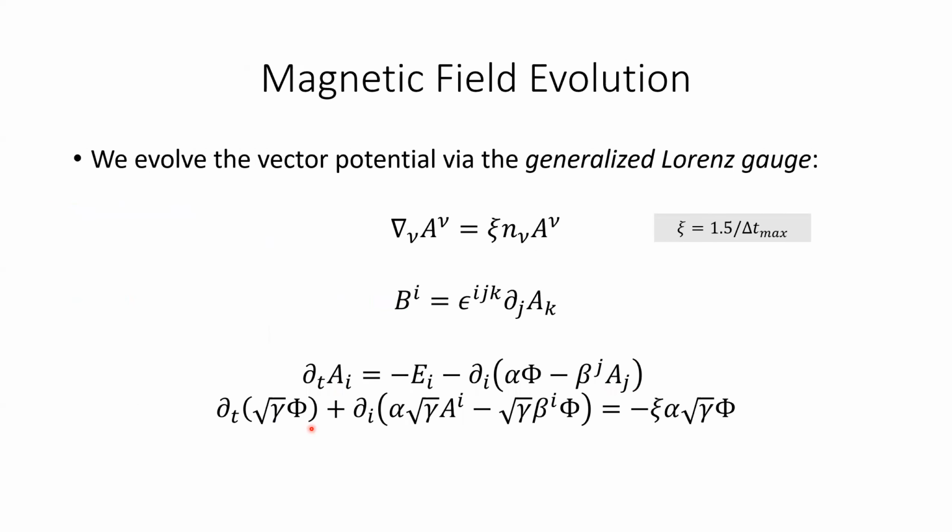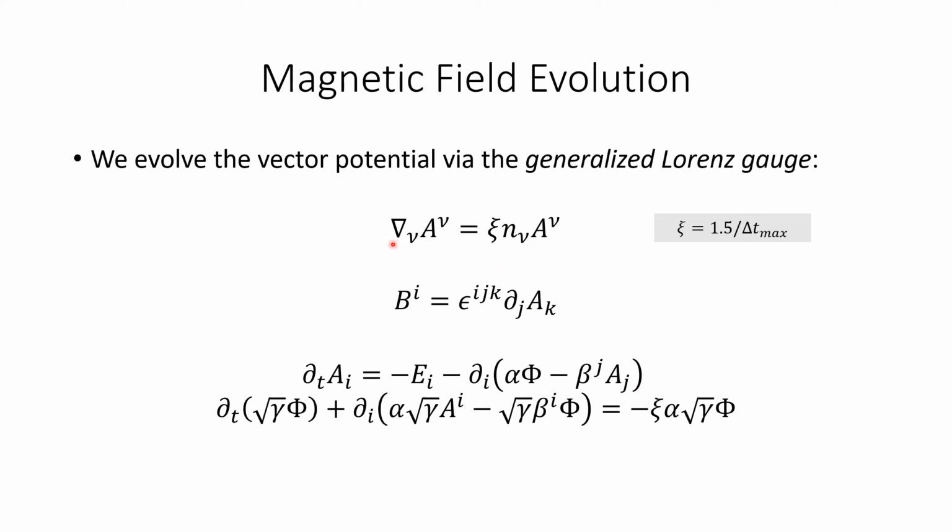So in this case, what you do, you evolve the vector potential in the generalized Lorenz gauge, which is given by this first equation. I remind you that the Lorenz gauge just says that the four-divergence of the vector potential is equal to 0. In the generalized Lorenz gauge, instead of setting the four-divergence of the vector potential equal to 0, you set it equal to psi, which is a parameter that in numerical simulations is typically set inversely proportional to the time step, times n, which is the normal to the hypersurfaces, and the vector potential itself. So this is the gauge that, for example, we use in Spritz, and is also used in Illinois GRMHD.